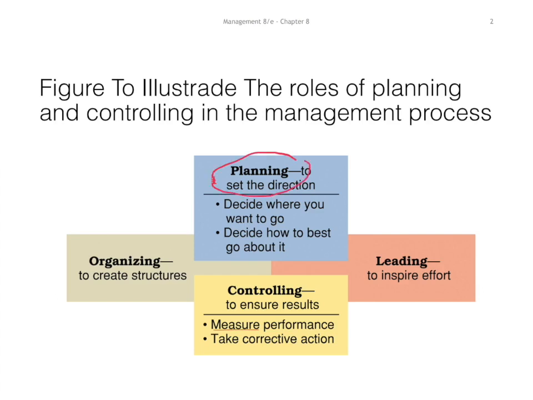We start with planning, then leading, then controlling, and then organizing. In planning, we have to set the direction. What do we do here? Decide where you want to go. That is the target, or achieving. Decide how to best go about it.